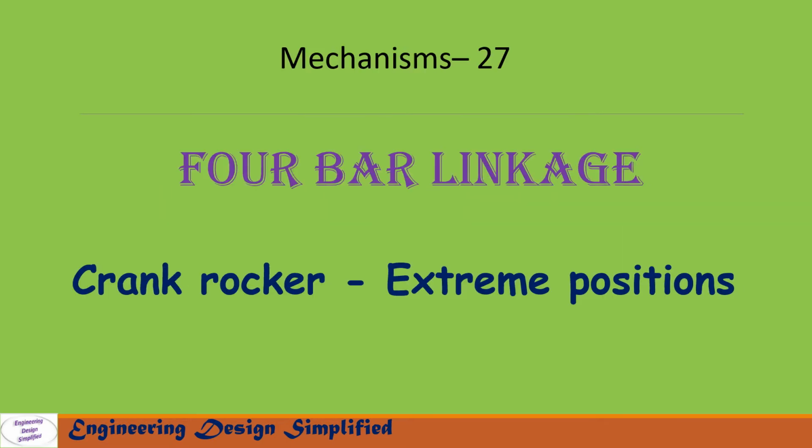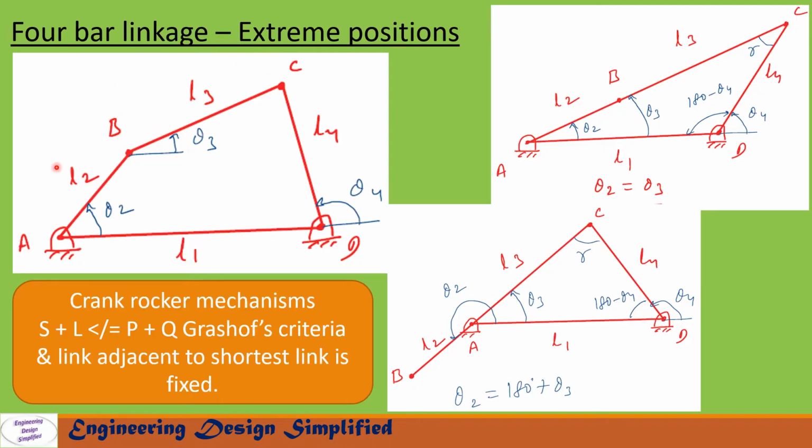In this video, I am going to discuss crank rocker 4-bar linkage extreme positions using analytical method. In this picture shown a typical crank rocker mechanism. For this mechanism to be a crank rocker mechanism, it should satisfy Grashof's criteria, that is shortest link length plus longest link length should be less than or equal to sum of other two link lengths, and also the link adjacent to shortest link, that is L1, to be fixed.